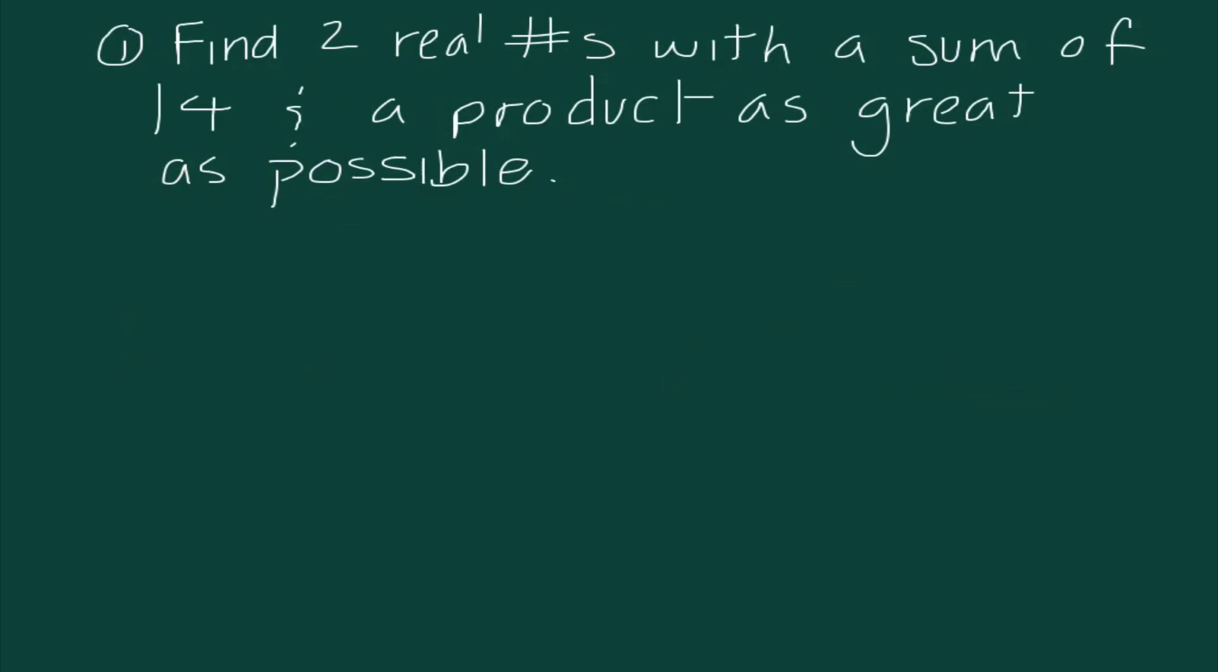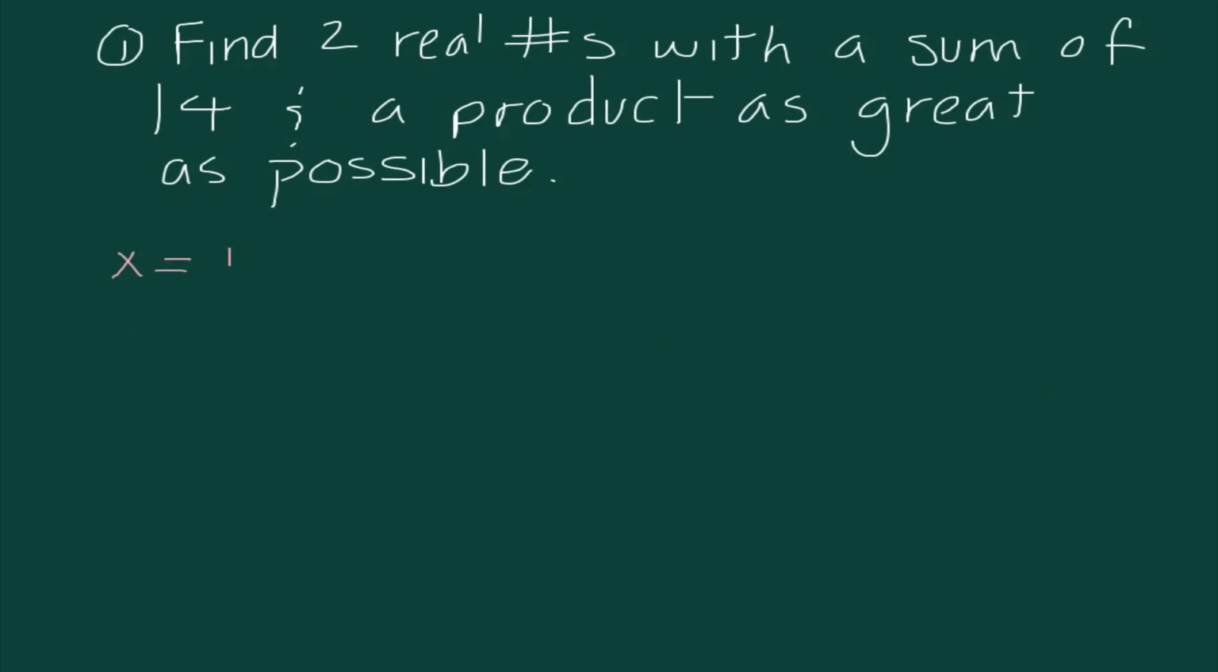So our problems tonight are going to look like this, and we're starting off with an easier one. It says find two real numbers with a sum of 14 and a product as great as possible. We're so used now to going, okay, x equals, y equals, but we know our equations this chapter have really dealt with things that are quadratic. So I know somehow I need to have an x squared in there.